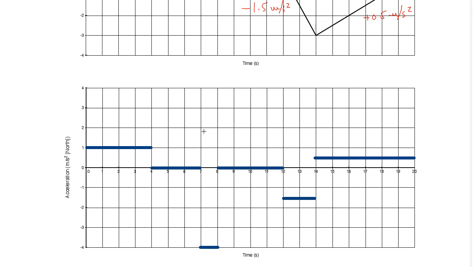Then all of those should be joined by straight vertical line segments because the acceleration was changing instantaneously. And that's our acceleration time graph that corresponds to the velocity time graph we were given above.